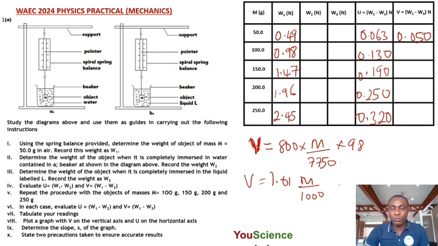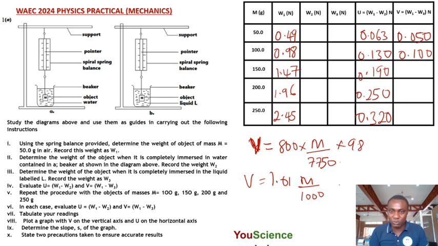Okay, so we are going to do it for the next one, 100. So I'm going to have 100 times 1.01 divided by 1000. That's going to give me 0.100. What I had was 0.101. So I'll take away that one and leave this one this way.